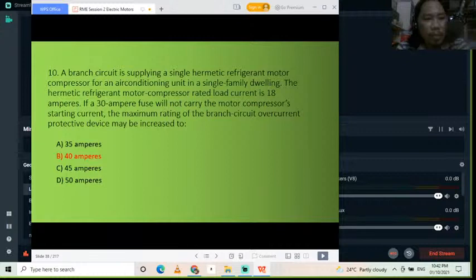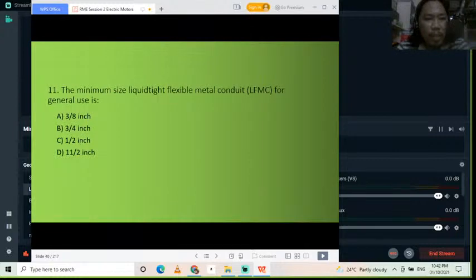Okay, number 11 tayo. The minimum size liquid tight flexible metal conduit, LFMC, for general use is blank. A, 3/8 inch, B, 3/4 inch, C, 1/2 inch, or D, 1 1/2 inch. Ang laki naman ng 1 1/2. So, malamang 1 1/2 yan. Siguro nagkadikit lang. So, alin po dyan ang pinakatamang sagot? 3/8, 3/4, 1/2, 1 1/2.